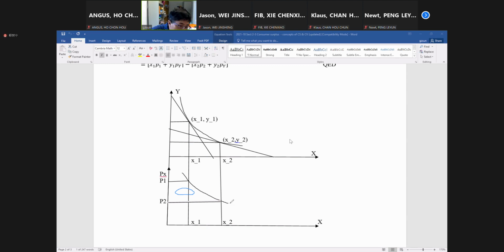But what's the curve? The curve is usually not the Hicksian curve. It's instead what we call the Marshallian demand. This is something you're familiar with. When the price drops from high level to low level for good X, but for good Y the price doesn't change, then the consumer's consumption plan will change from this level to the next level.